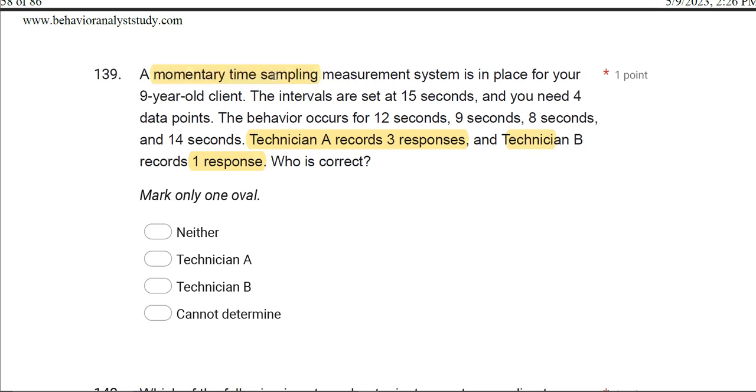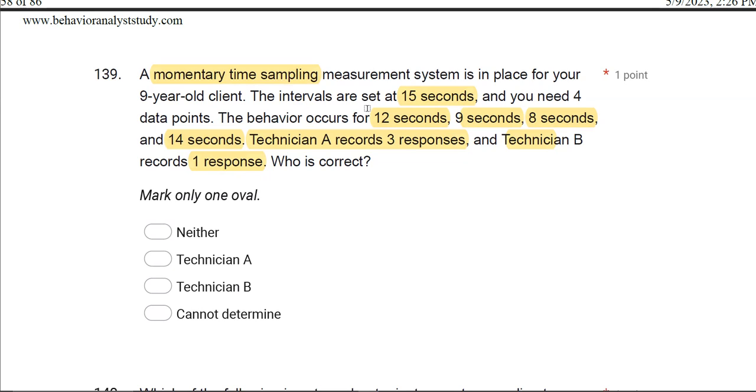And what does momentary time sampling say? It says we're looking for, is a response occurring at the end of an interval? So our intervals are set at 15 seconds. We need 4 data points. So 4 times we need to look at 15 seconds. Did the behavior occur? Did it not? Well, we know the behavior occurred 12 seconds, 9 seconds, 8 seconds, and 14 seconds. Does that tell us anything about the responses? Well, think about it. If the behavior occurred for the first 12 seconds, that's not a response in momentary time sampling. If the behavior occurred for the last 12 seconds, it would have occurred at the end of the interval. That would be a response.